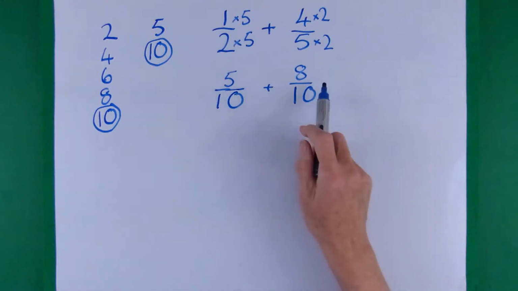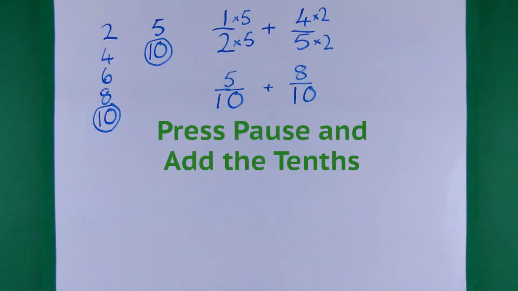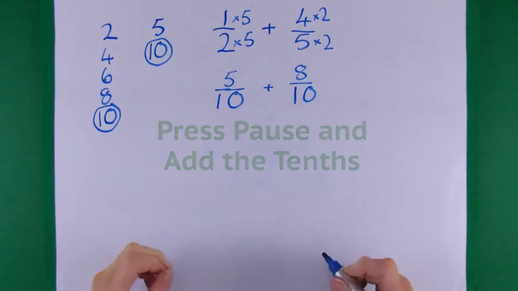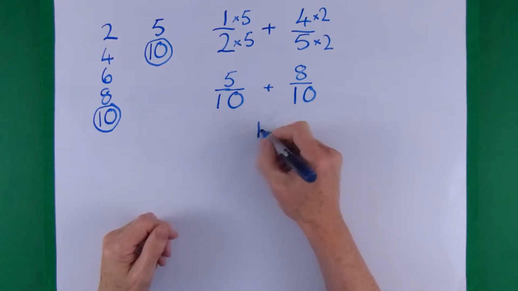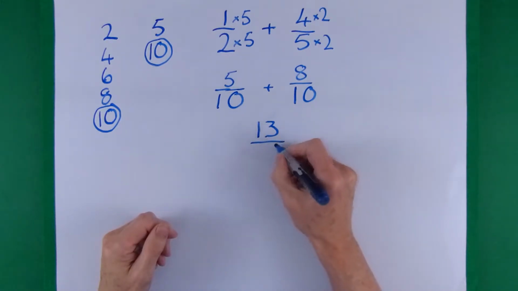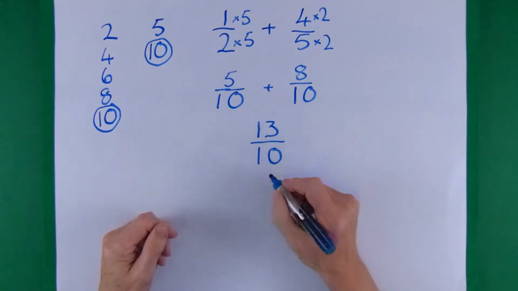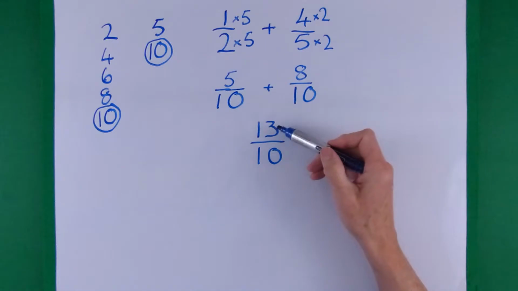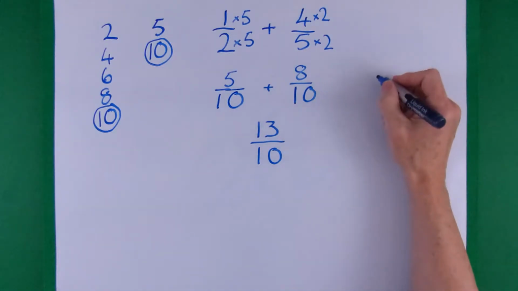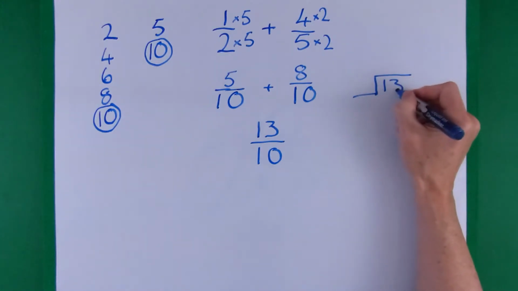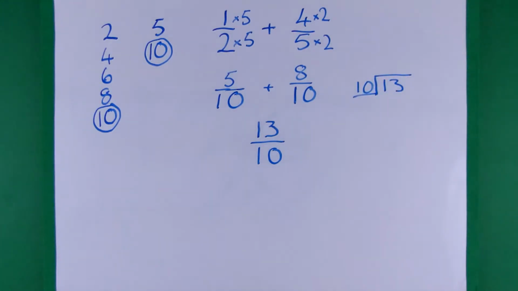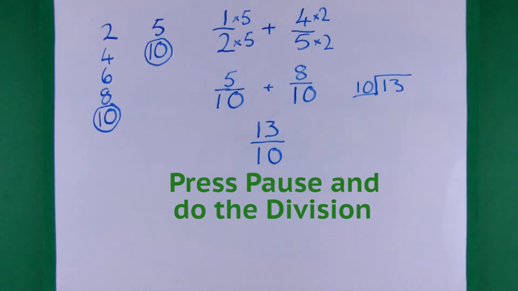Now we've got to add the fractions, so press pause and add the tenths. 5 tenths plus 8 tenths equals 13 tenths. Now we notice that 13 is bigger than 10, so we have to do the divide. So divide your 13 by 10, press pause and do the division.